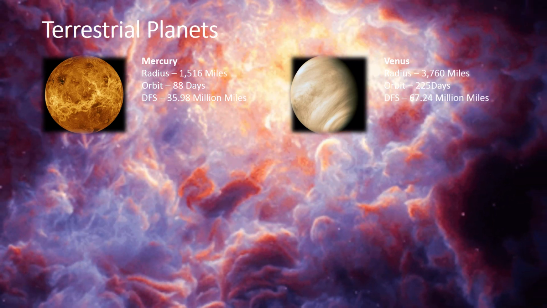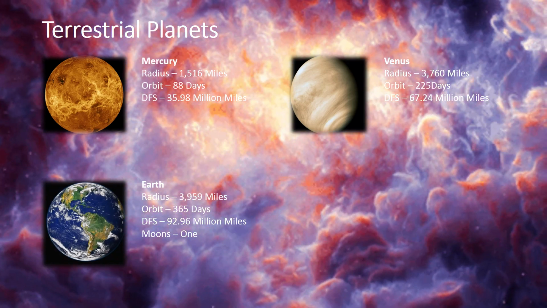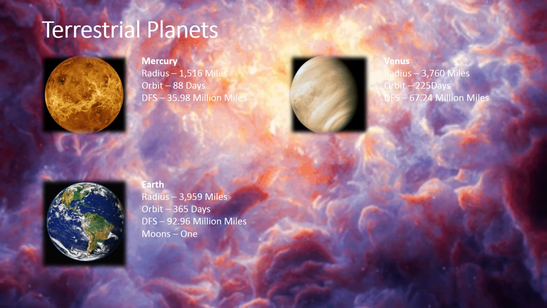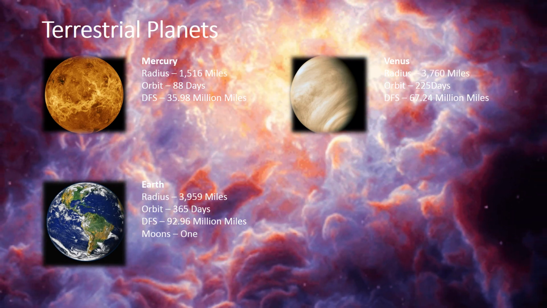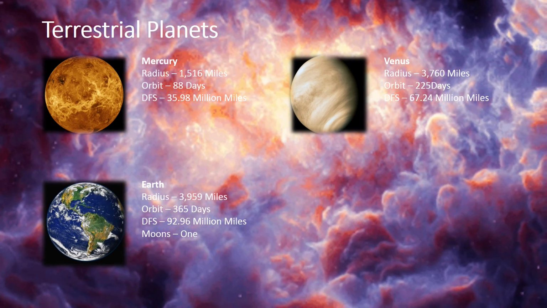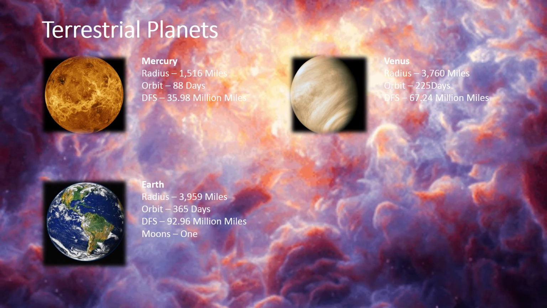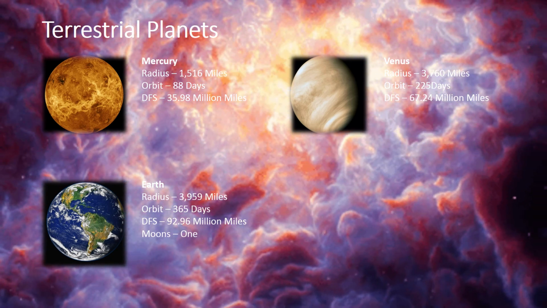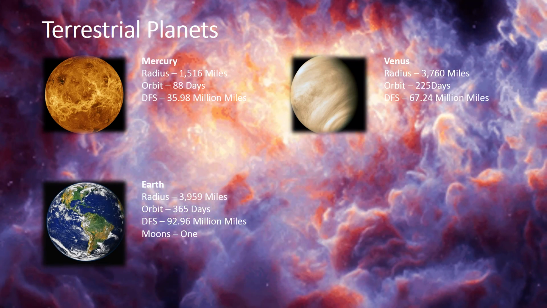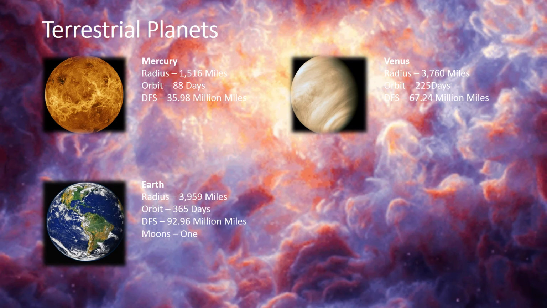Now comes our home planet of Earth. Now, Earth's radius, 3,959 miles. So Earth is about 8,000 miles across. Obviously, we know it takes about 365 days to go around the sun. And Earth is 92.96 million miles away from the sun. But one cool thing about Earth, we have a moon, okay?